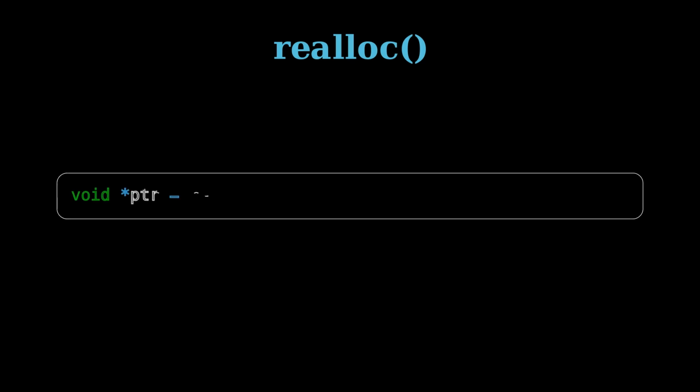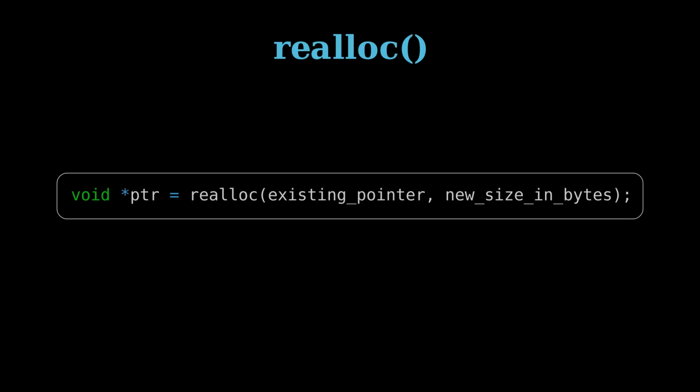Our last dynamic memory allocation function is realloc, which stands for reallocation. It takes in two parameters similar to calloc. However, realloc just takes in the existing pointer to allocated memory from a malloc function, and then takes in a new size in bytes as well.